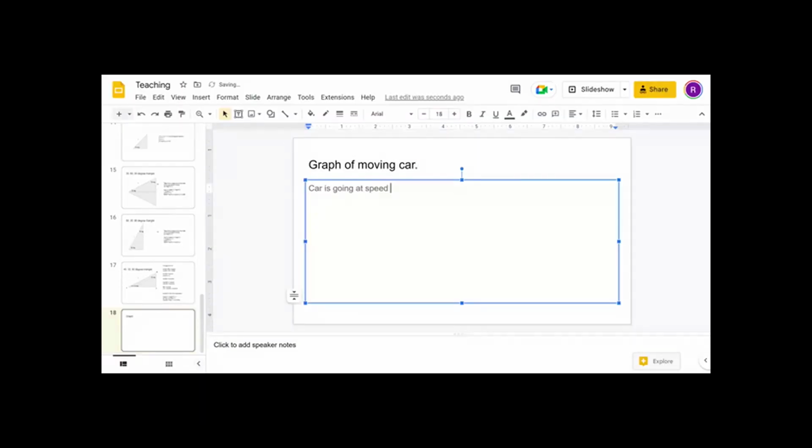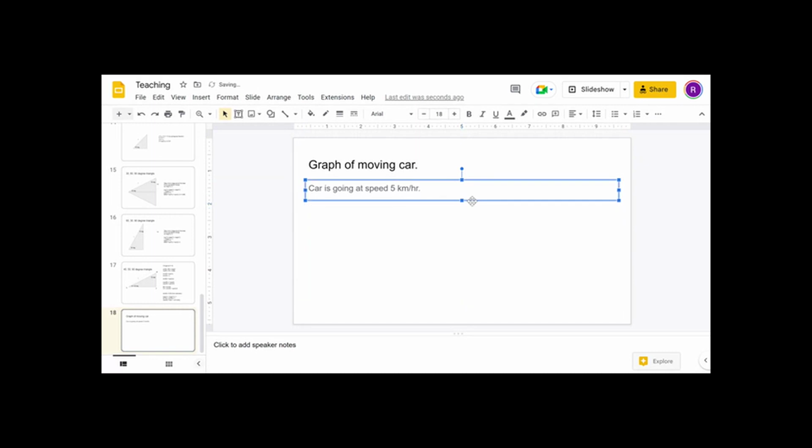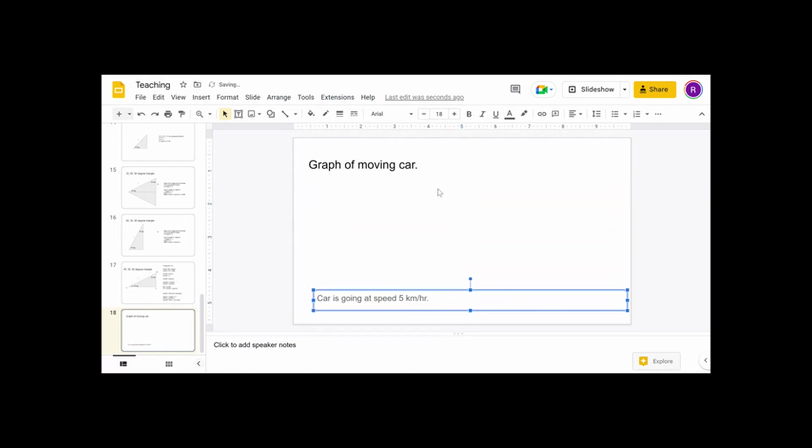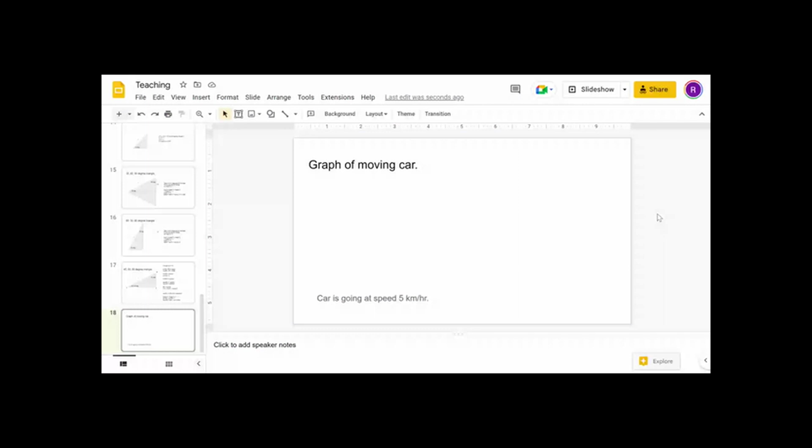A car is going at a speed of, let's say, 5 kilometers per hour, very slowly. And if I plot the graph of it, how will it look? Can someone tell how the graph will look? First of all, what is the meaning of graphing it? And how will you draw it?